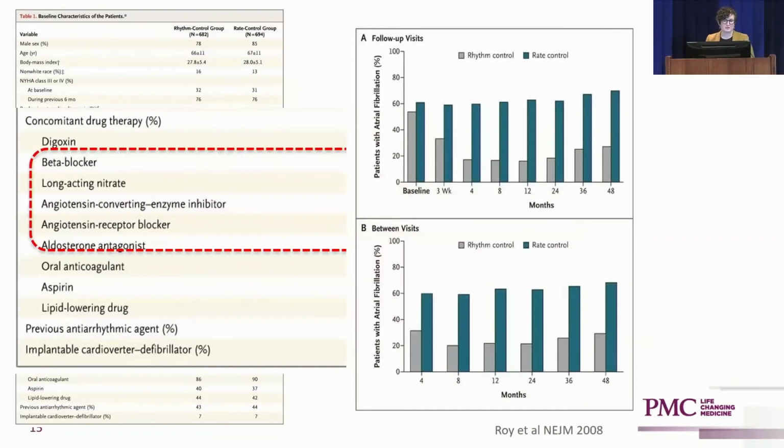But if you look at the rate of patients that are in sinus rhythm in the rhythm control groups and the rate control groups over time, there's a lot of overlap. So at baseline, a little over 50% for both groups are in AFib. So that's your percent in AFib on the y-axis. Over time with follow-up visits and between visits, you can see that by the end of follow-up, for the rate control group, about 65% of patients were still in atrial fibrillation. For the rhythm control group, you have over 20% of patients that are in atrial fibrillation.